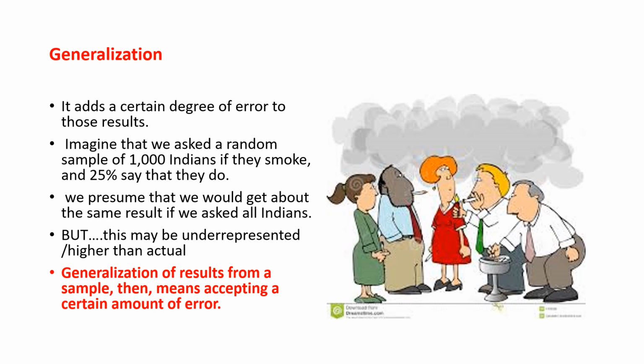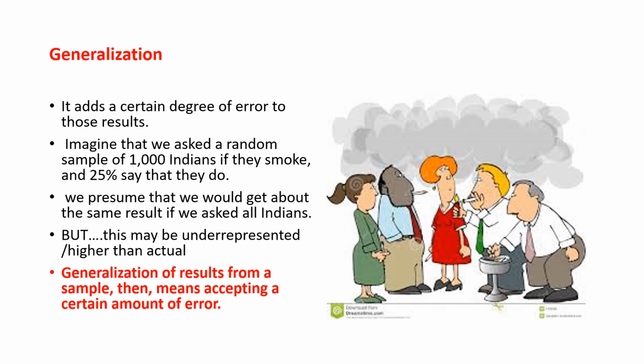So this generalization adds a certain degree of error to those results, because when you are making an inference based on only a part of the population, it will tend to have some error. Let's imagine that we asked a random sample of 1,000 Indians if they smoke, and 25% say that they do. We presume that we would be getting about the same result if we asked all Indians. Is it true?